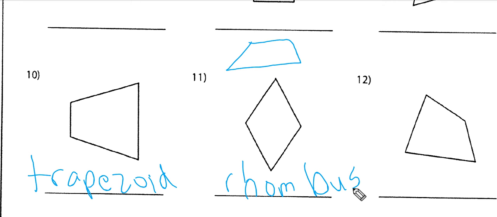So on a test, for example, if you had number 11 on a test, and you called it a parallelogram, I'm not going to mark it wrong because that is correct, right? If you called it a rhombus, I'm not going to mark it wrong either. If you call it a quadrilateral, I'm not going to mark it wrong either. Just so you know. And then obviously number 12.